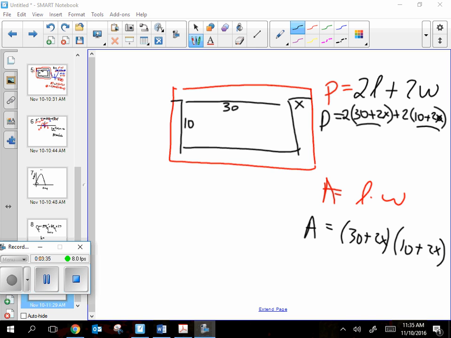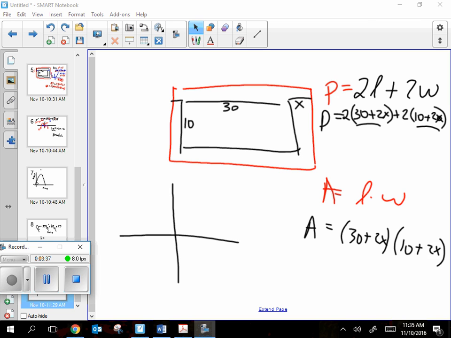Now I want you to think about the sketch of that then. And why does this make sense that as the X goes up, the area of the whole thing goes up? If X gets bigger, the area keeps getting bigger. See what I'm saying? Does it make sense that as the frame gets wider, the area gets bigger? That makes sense. All right.